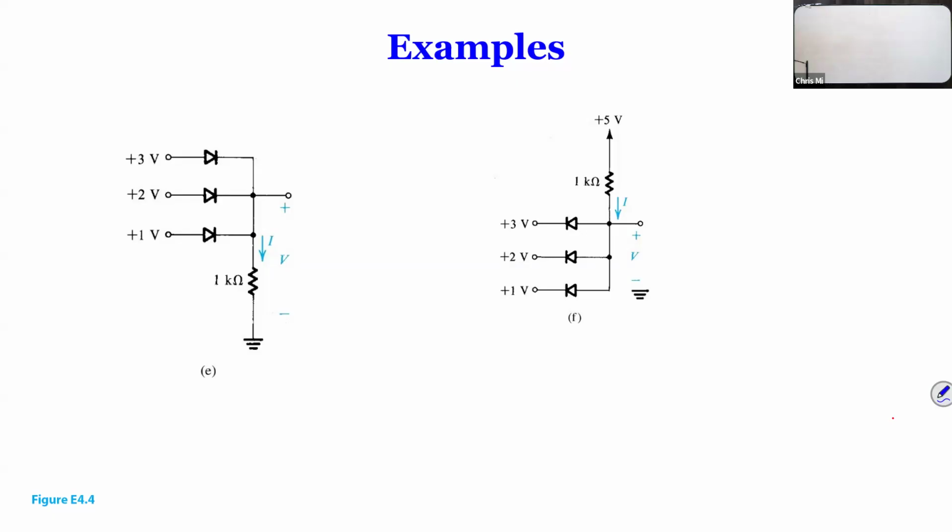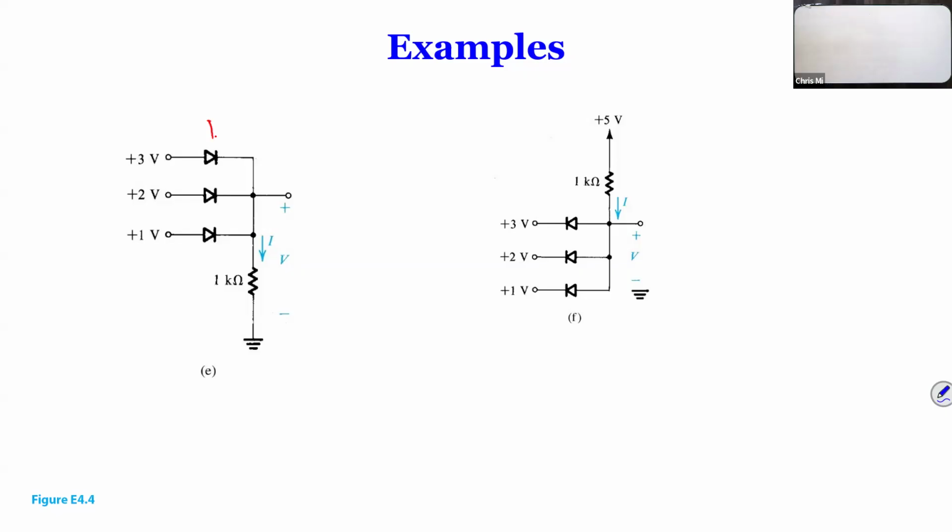Similarly, going up, it cannot be 2 volts, because if it's 2 volts, the top one will conduct. So now you say, okay, my assumption on this arm is wrong, that arm is wrong, but the top arm seems to be okay, but we have to confirm. So if we say the top is on, then V will be 3 volts.